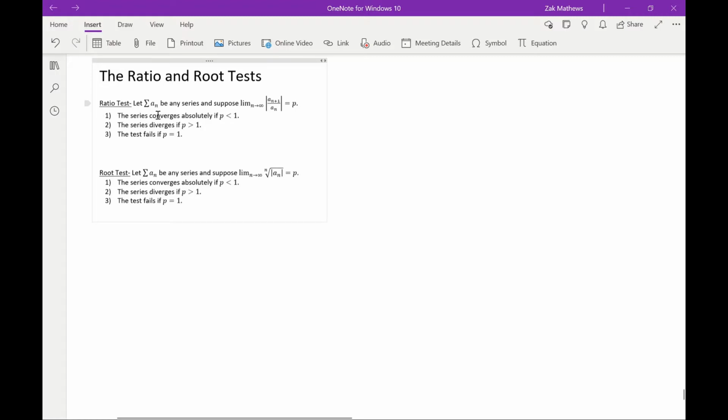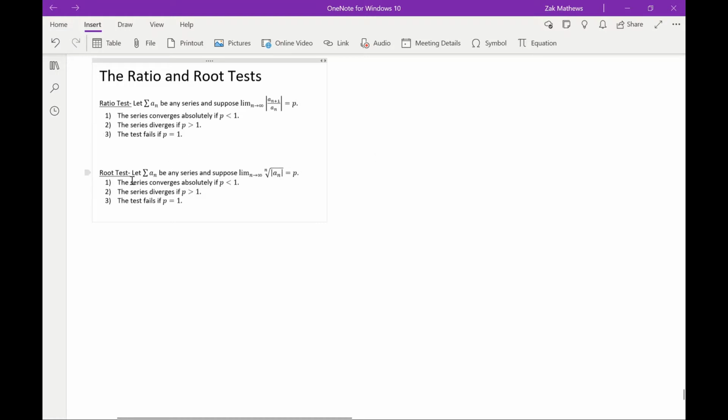Let the summation of a_n be any series, and suppose that the limit as n goes to infinity of the absolute value of a_(n+1) over a_n is equal to p. Then one of three things must be true: p is less than 1, p is greater than 1, or p is equal to 1. If p is less than 1, the series converges absolutely. Notice we have those absolute value bars, so we are testing absolutely. If p is greater than 1, the series diverges, and if p is equal to 1, the test fails. We would need to find another test.